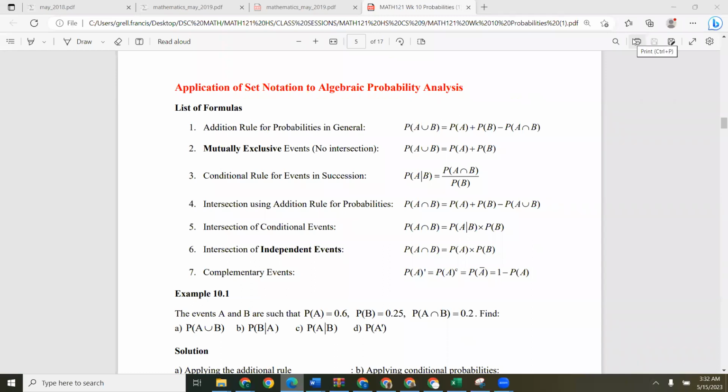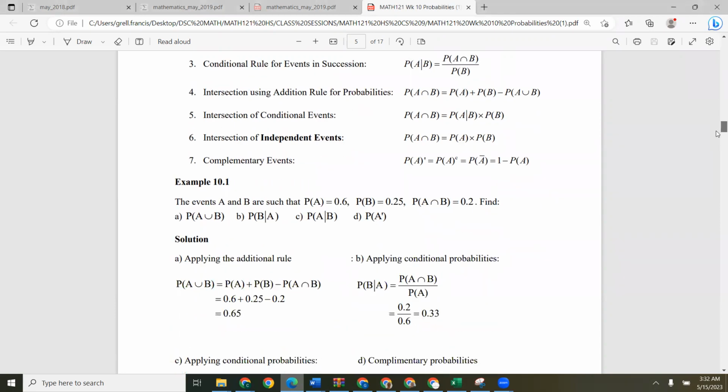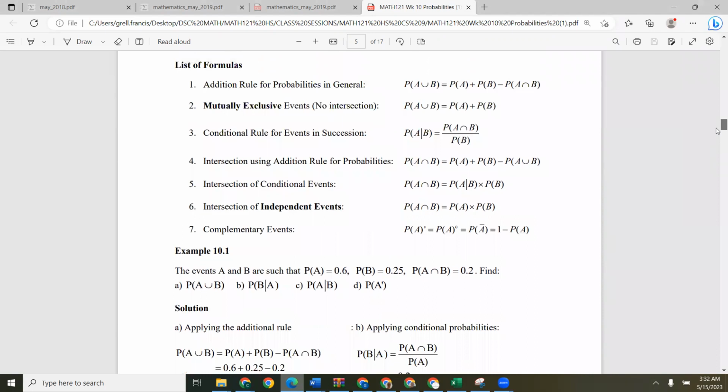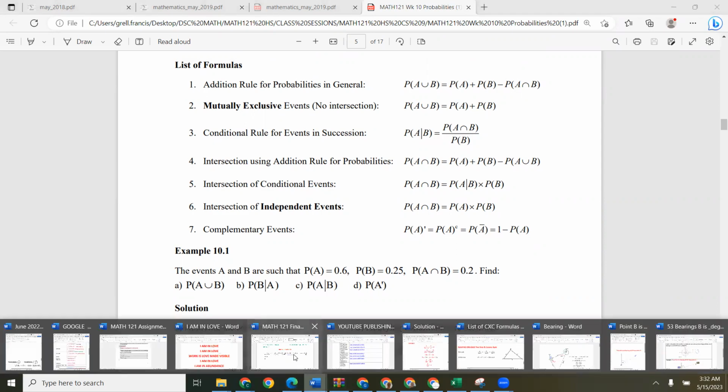Now, as we see, this question is dealing with the subtopic, the algebraic approach to probability analysis and the application of set notation. So we've got to use these formulas to solve that question. Take a look at example 10.1. As you can see, it is similarly structured. So we want to look for P of A intersect B. That's what the question is asking.